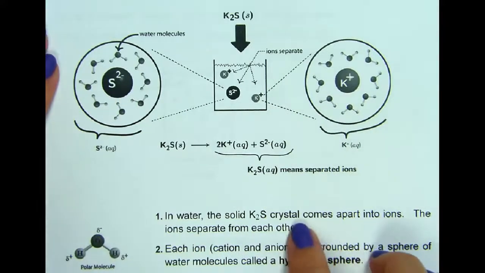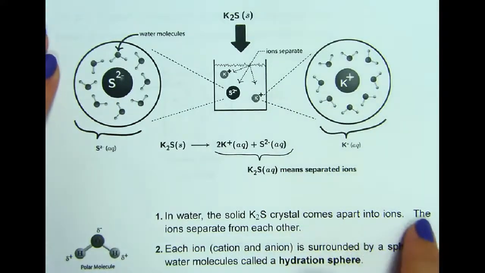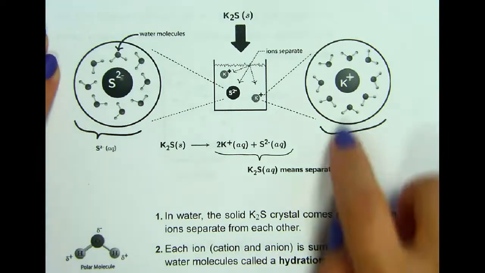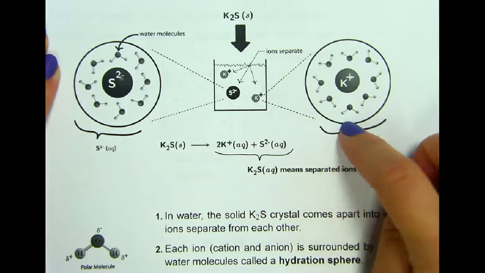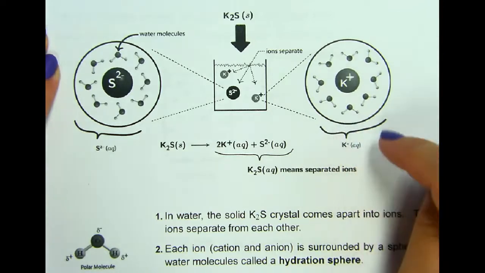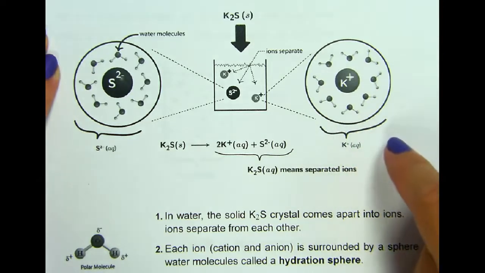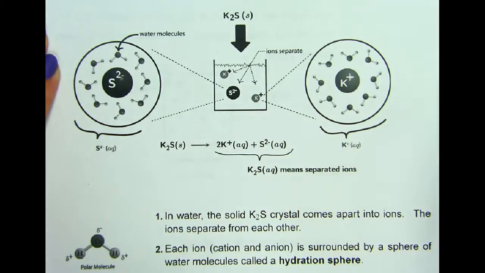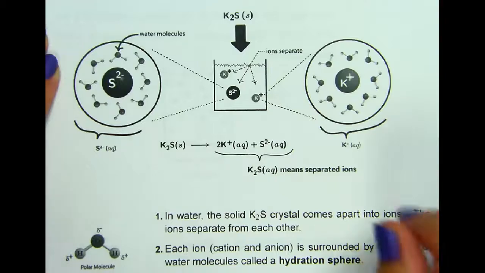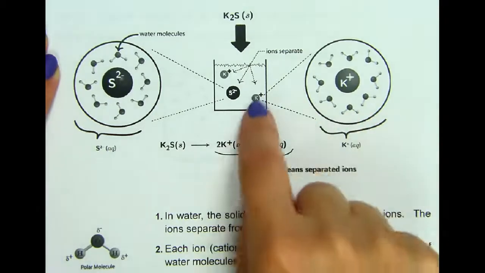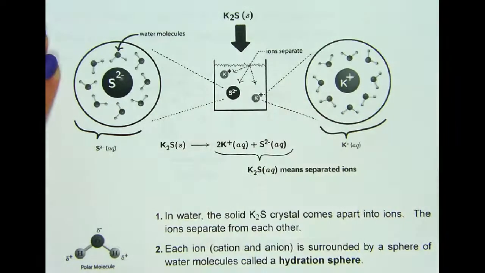In water, the solid K2S crystal comes apart into ions. The ions separate from each other. Each ion, cation and anion, is surrounded by a sphere of water molecules called a hydration sphere. Ions carry charge, so their movement through the solution allows the solution to conduct electricity. Since all of the K2S breaks apart into ions that carry charge, potassium sulfide is called a strong electrolyte. Because you get 100% ions, it's a strong electrolyte.